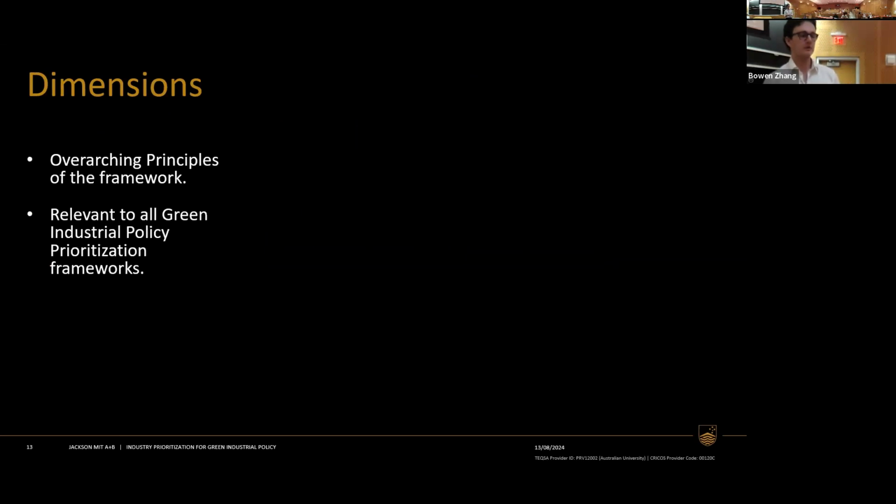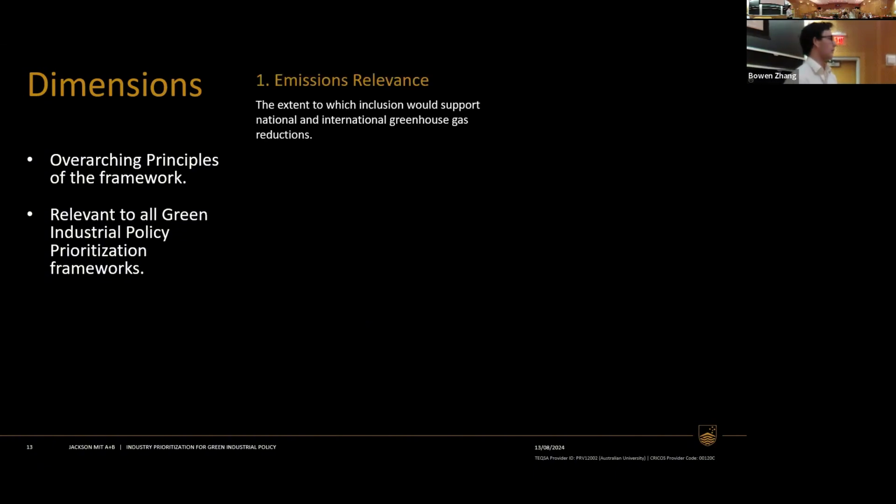So the overarching dimensions, again, this is what we believe is overarching for green industrial policy. There are 5 of them. The first one is the emissions relevance of the industry. This is the extent to which inclusion of this industry in a piece of green industrial policy would help reach national and international greenhouse gas reductions.